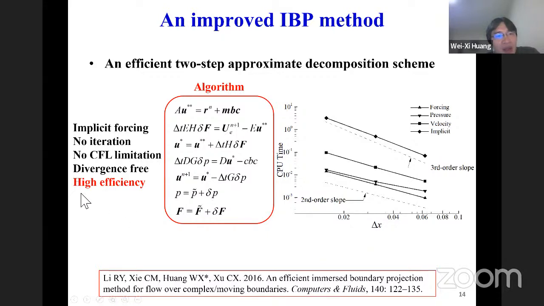In this way, the numerical solver only needs to be slightly changed to include the immersed boundary part, and it has a high efficiency as compared with implicitly solving the pressure and the momentum forcing together. So this one has much reduced cost to compute the momentum forcing and the pressure. This was published in Computers and Fluids.